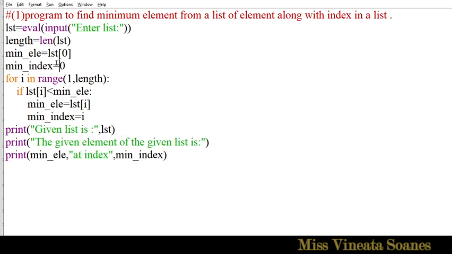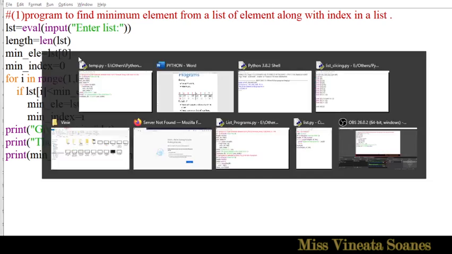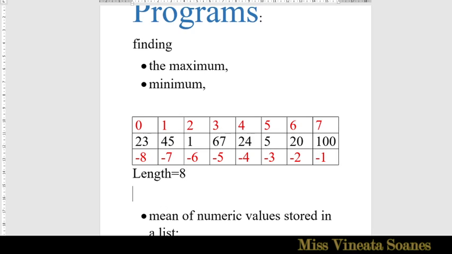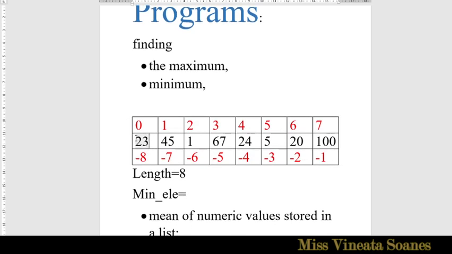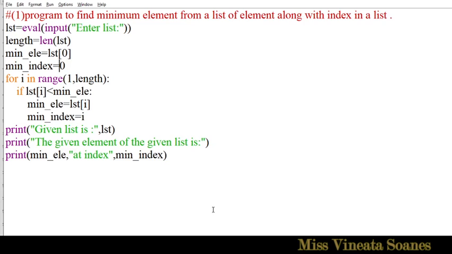The next line says min ELE is equal to list 0. What does it mean? It means that min ELE is equal to the element at index 0. And at index 0, what do we have? We have 23. So you're assigning the first value, 23, to min ELE, because that's the index 0.